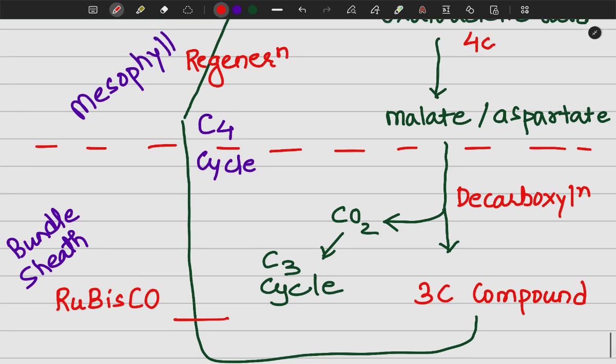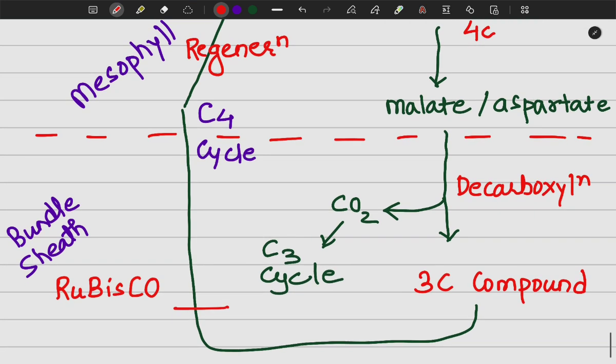So one thing to notice here is that although the C4 cycle is going on, the main biosynthetic pathway here is the C3 cycle only, because with the help of the C3 cycle only the carbohydrate is produced in C4 plants. That's why when we were studying the C3 cycle, we studied one point that the C3 cycle occurs in all the photosynthetic plants, whether they are C3 plants or C4 plants. Even in C4 plants, the C3 cycle will occur along with the C4 cycle.